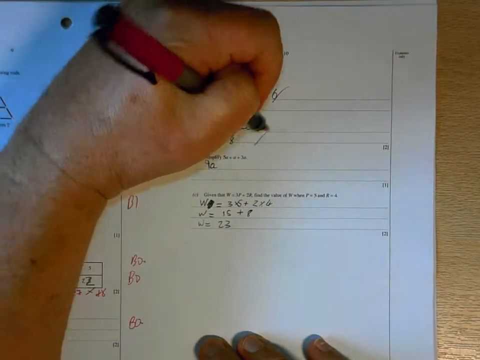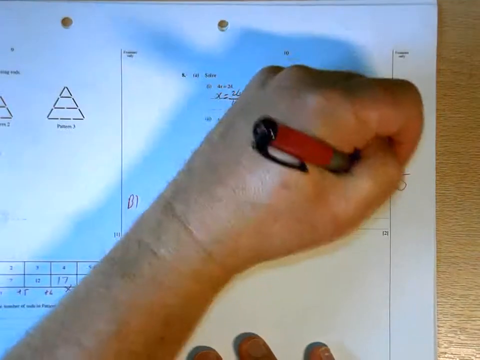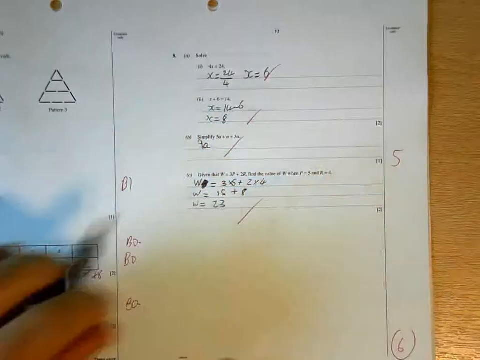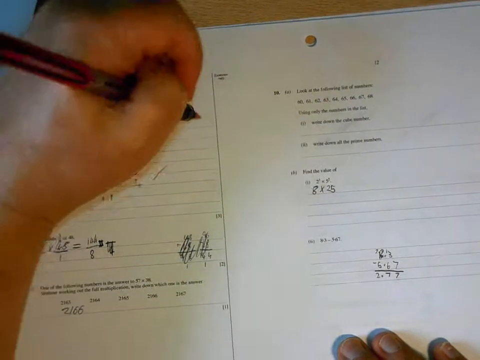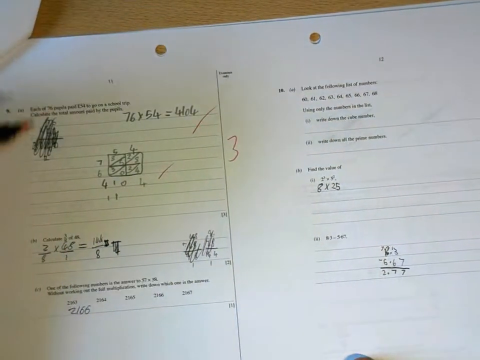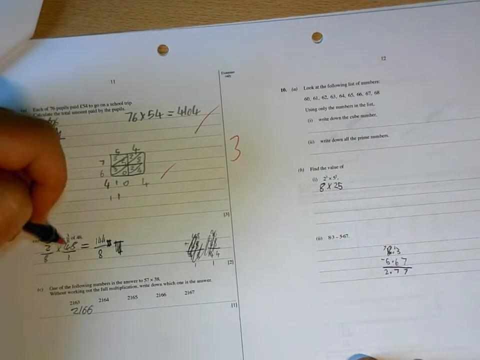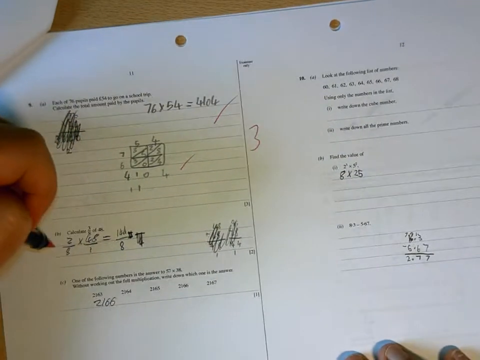Okay, 6 is right, 8 is right, 9 is right, 23 is right. Good stuff. So you got your 5 there, 6 for the page. Good, well done. You've got a method and you got the answer. Good stuff. Right, you're making hard work of it the way that you've done it.